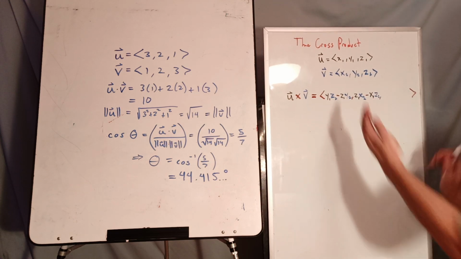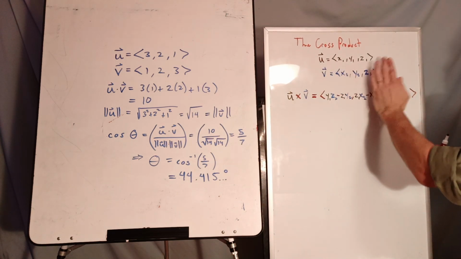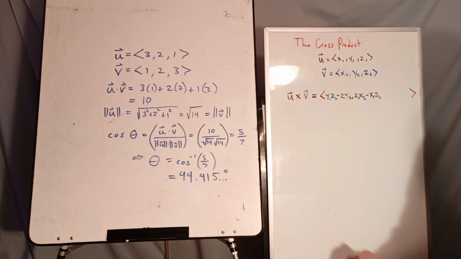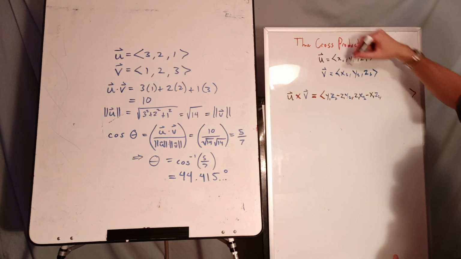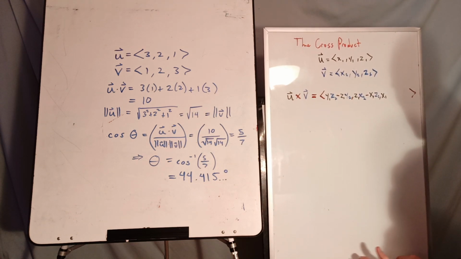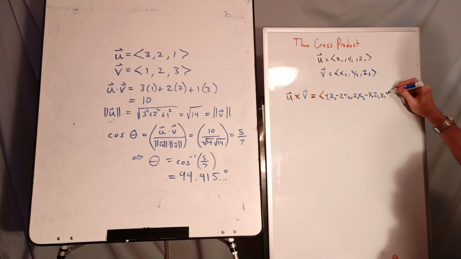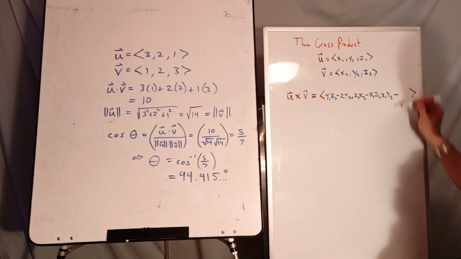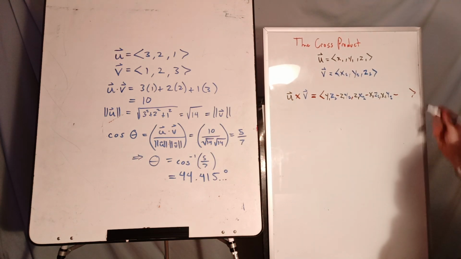And now we're shifted over again. So now we're talking about x's and y's, and now we can see the cross again more easily. We're going to be doing x1 times y2 minus y1 times x2.